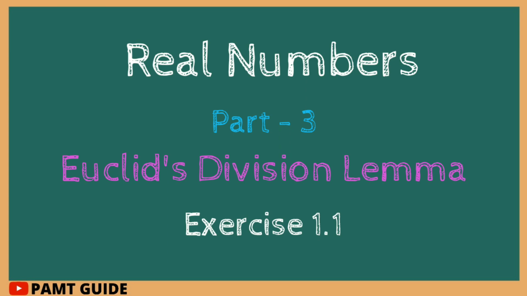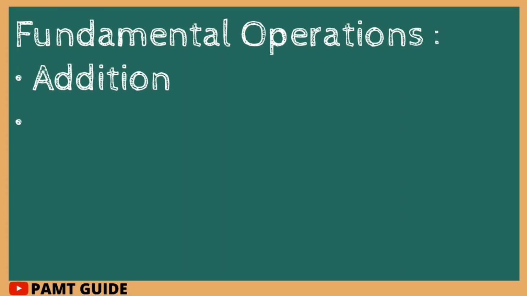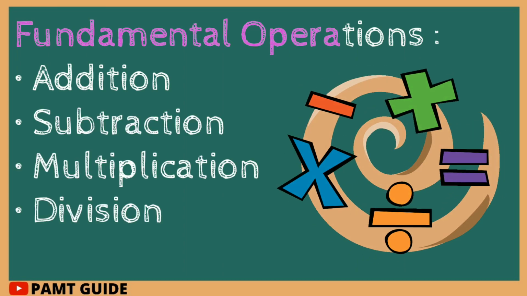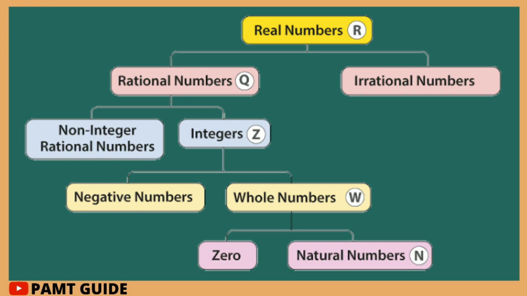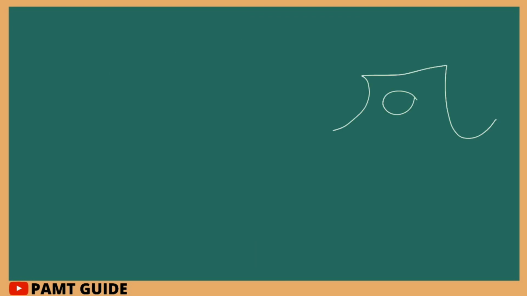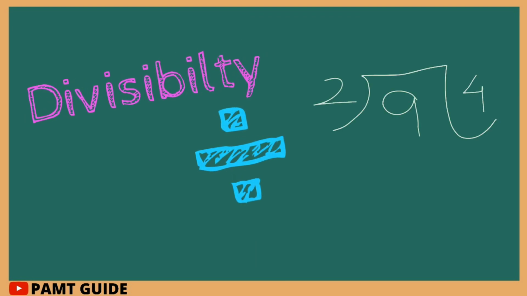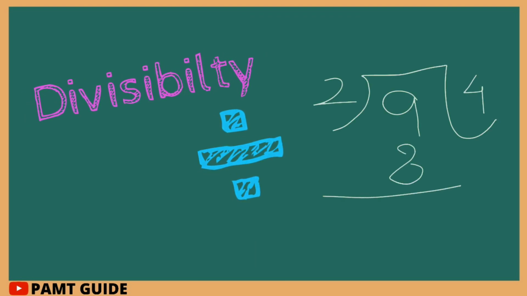Today in this video, we are going to discuss Euclid's division lemma and exercise 1.1. Since our childhood, we have been using four fundamental operations of addition, subtraction, multiplication and division. We have applied these operations on natural numbers, integers, rational and irrational numbers. In this chapter, we will begin with a brief recall of divisibility on integers and will state some important properties.